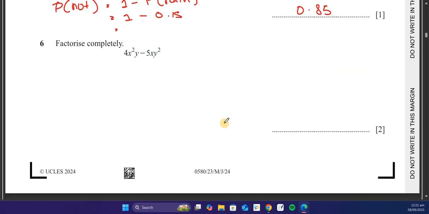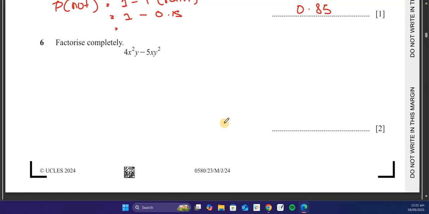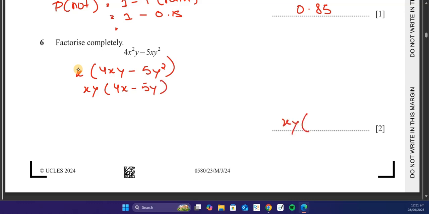Alright, perfect. So question number 6. Factorize completely 4x squared y minus 5x squared minus 5xy squared. Okay, so let's take out the common factor. So x, 4xy minus 5y squared, that is xy times 4x minus 5y. Alright, and that is our final answer: xy(4x minus 5y). Perfect. Pretty simple, right?